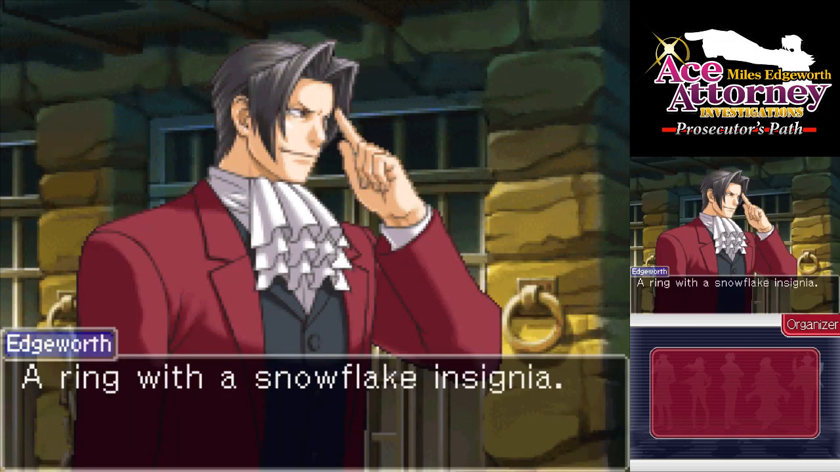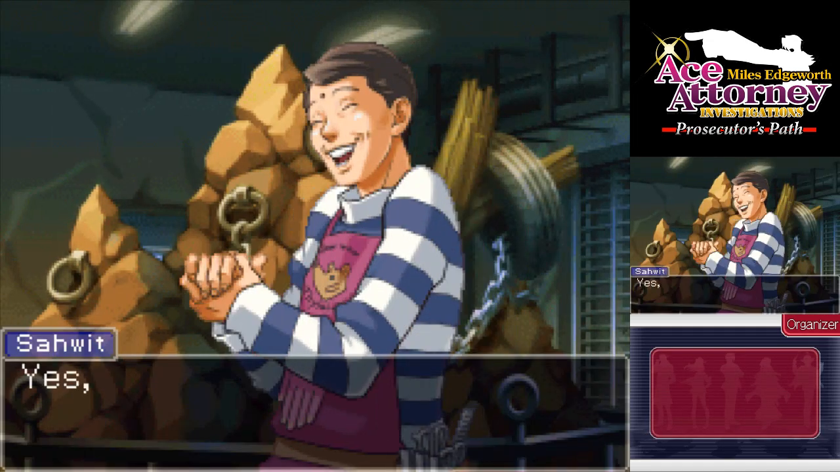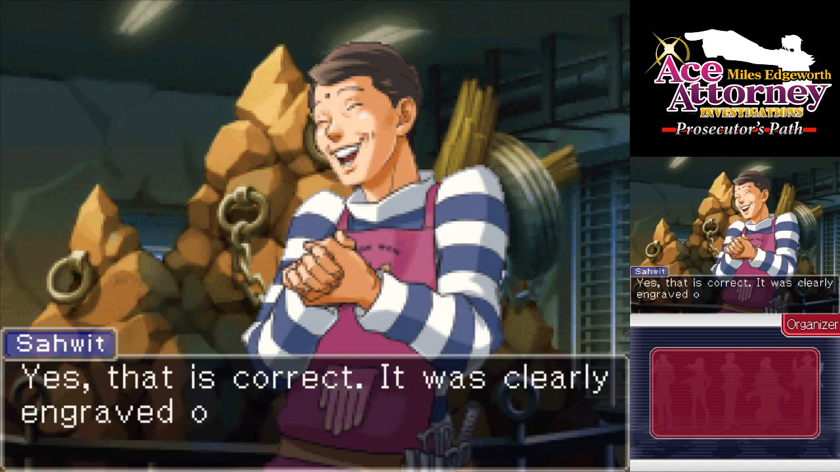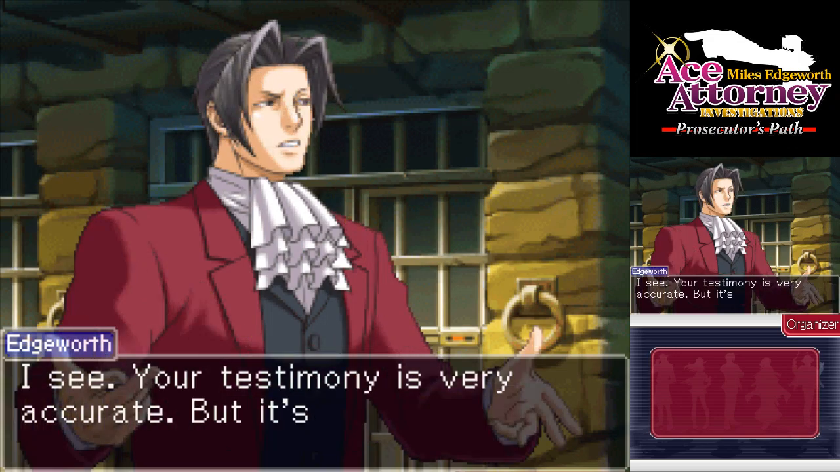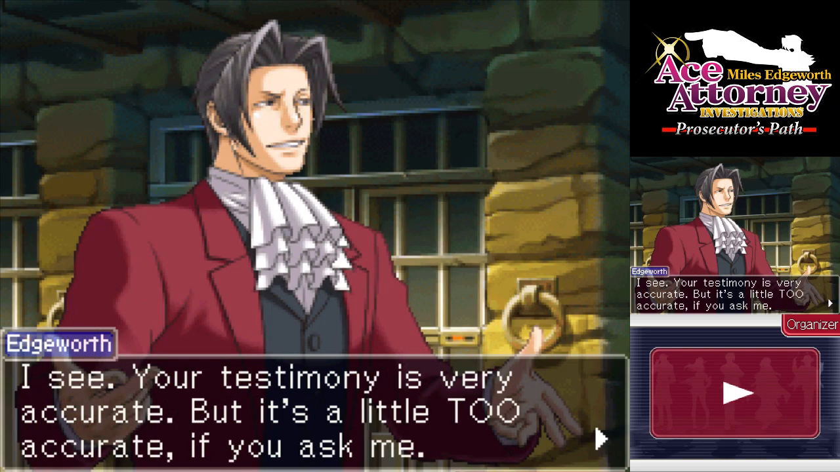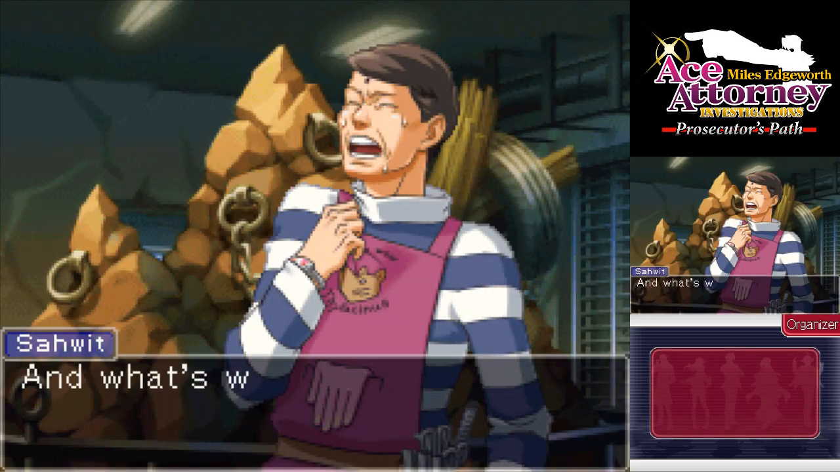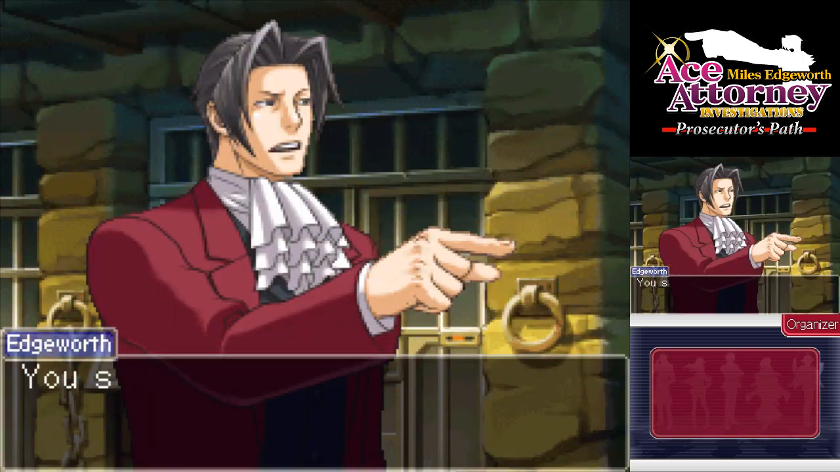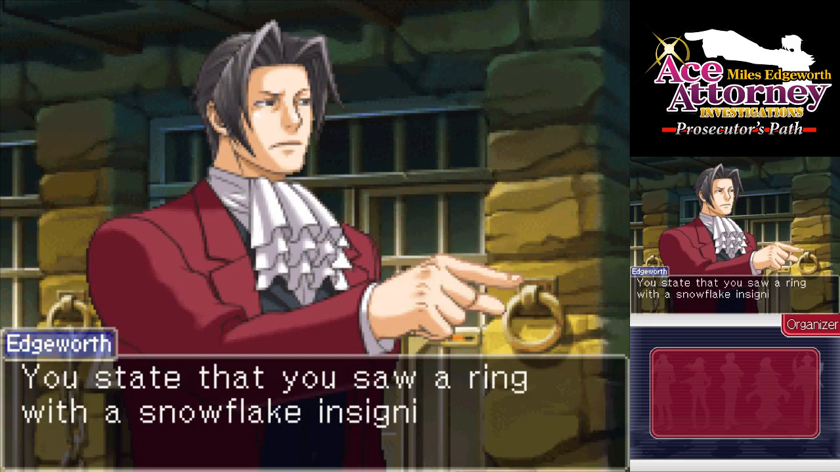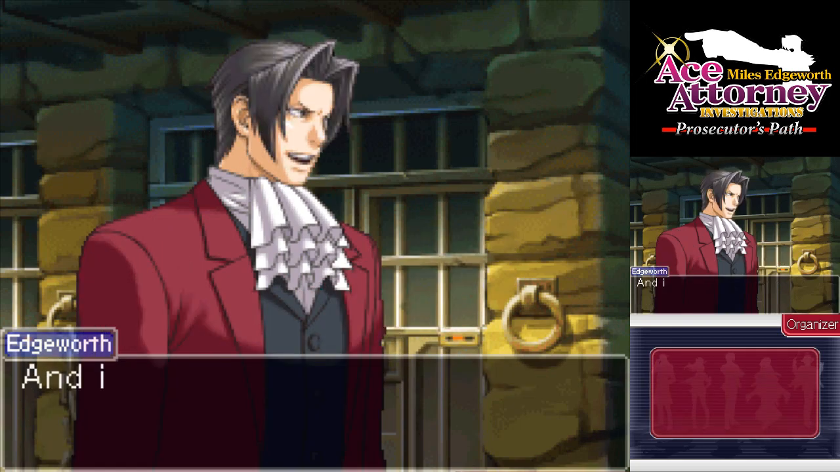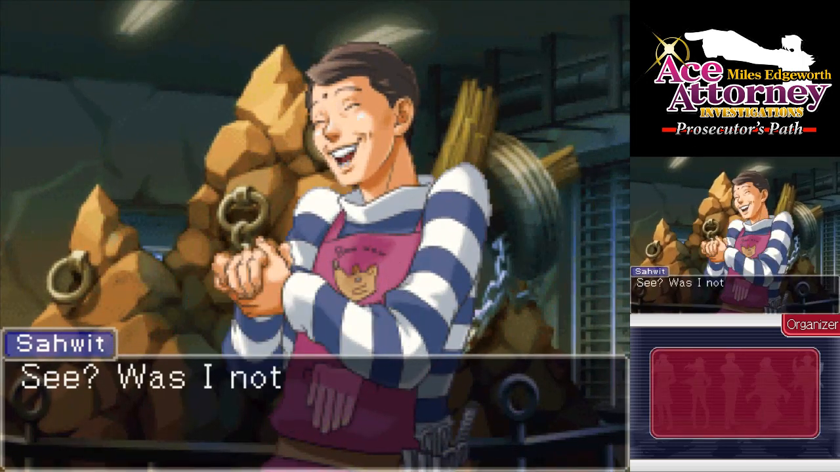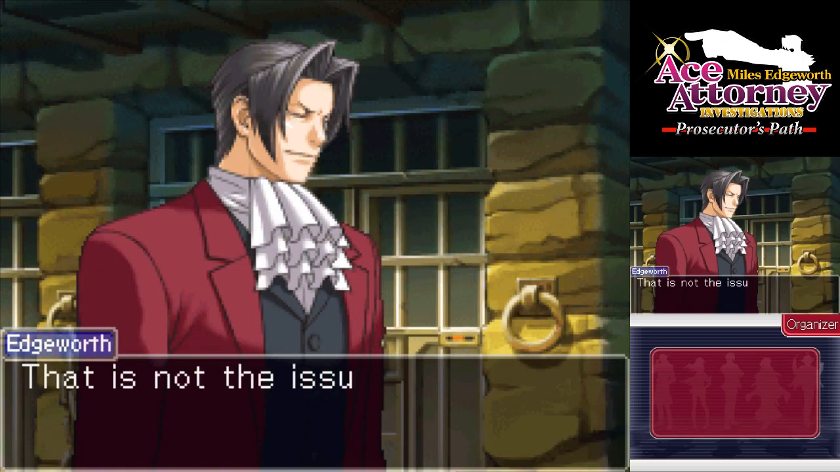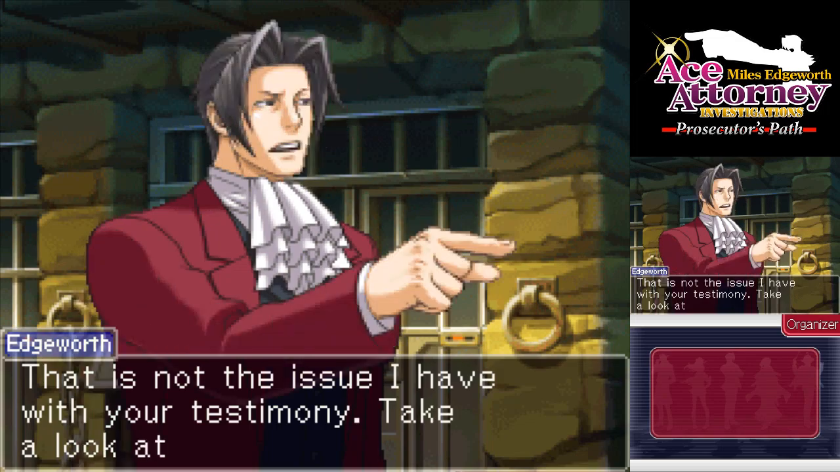A ring with a snowflake insignia? Yes, that is correct. It was clearly engraved on the surface. I see. Your testimony is very accurate, but it's a little too accurate if you ask me. And what's wrong with being accurate? You state that you saw a ring with a snowflake insignia engraved into it, and it is true that the victim was wearing such a ring. See? Was I not correct? That is not the issue I have with your testimony.